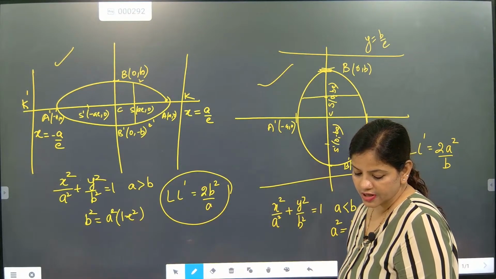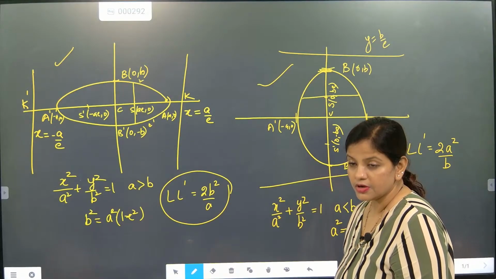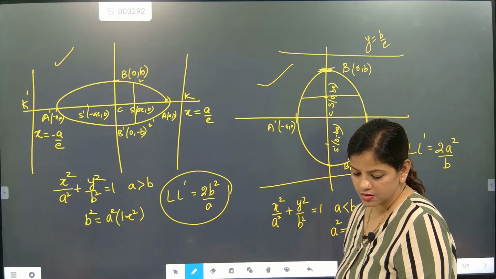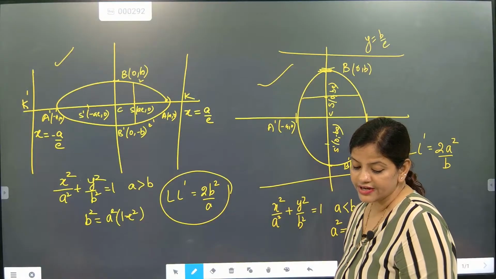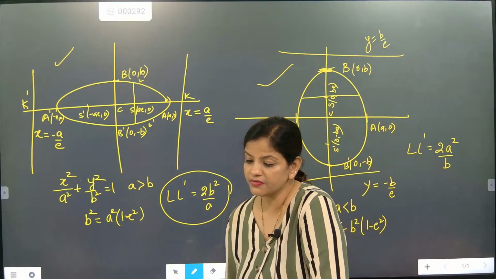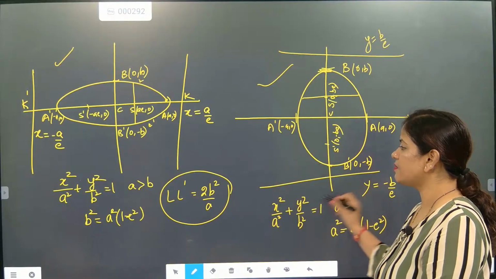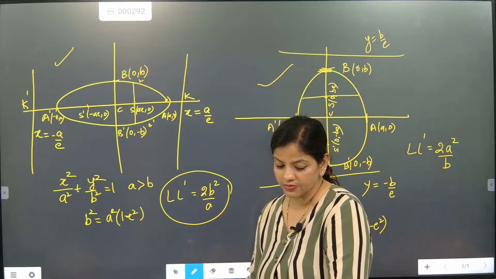and here it is coming as 2b square by a. No, latus rectum will change. Latus rectum will change. Here it will become 2a square by b, and here it is 2b square by a. That's it. Latus rectum will not be the same.